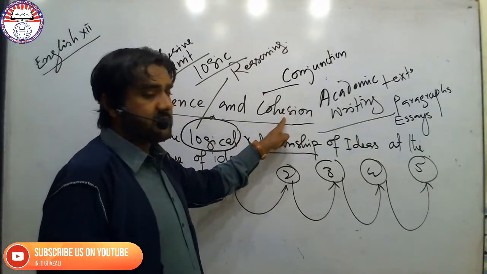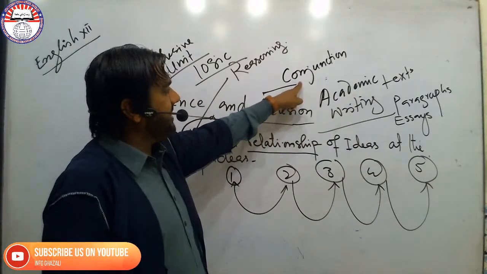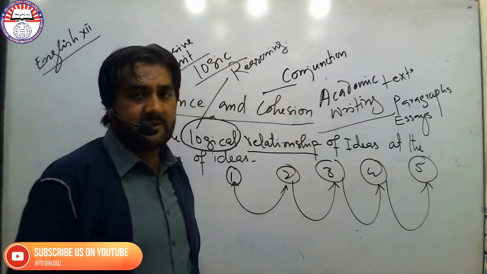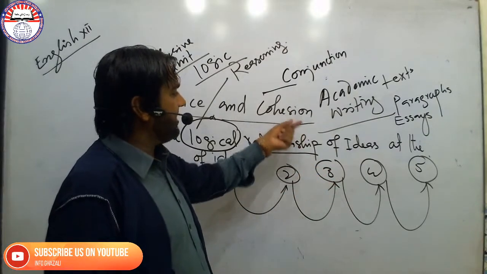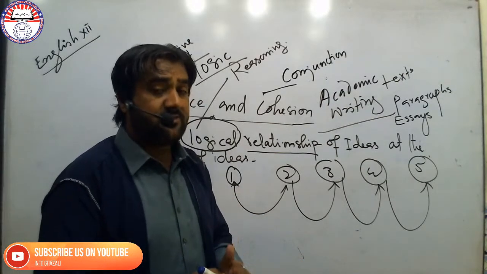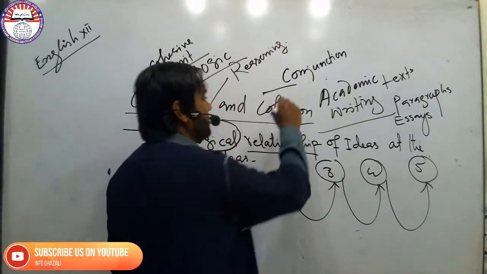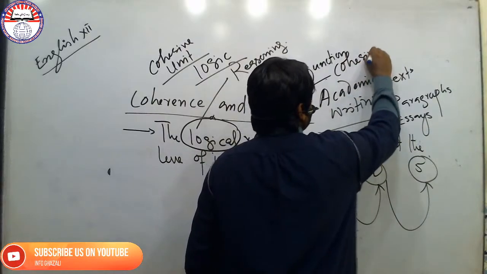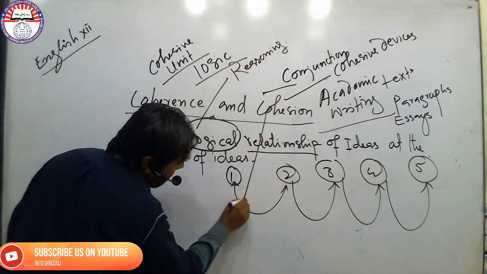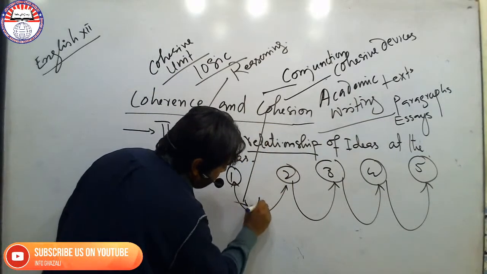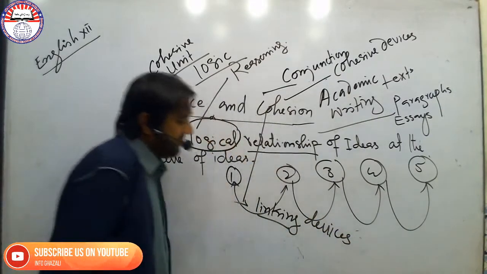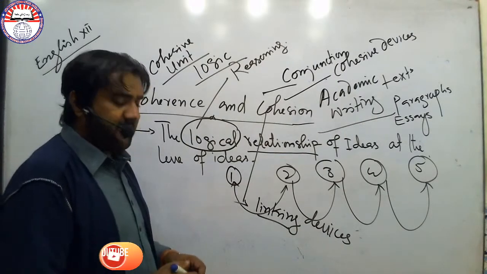The second thing is cohesion. I told you at the beginning of your class that cohesion is simply known as conjunction in English grammar, but in language we say it's a part of cohesion. So there are a number of words, thousands of cohesive devices. In other words, you may call them cohesive devices. We have another name as well. You may call them linking devices. Okay? So, let me do a favor to you.